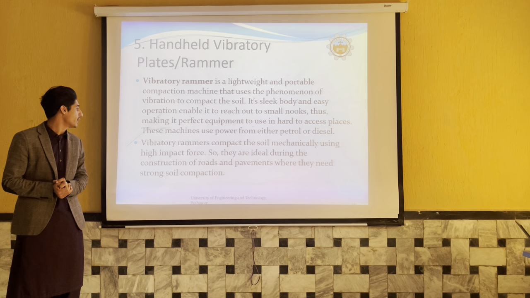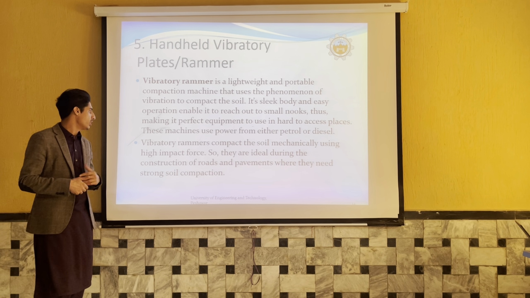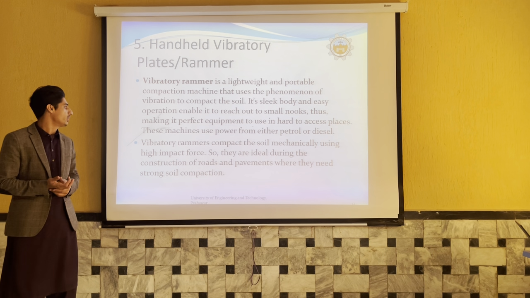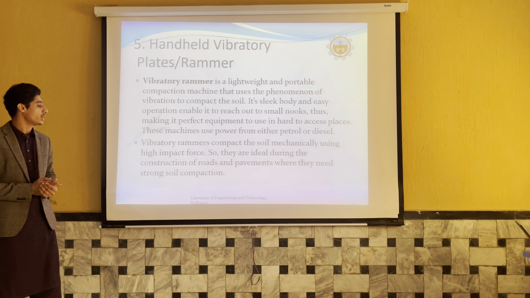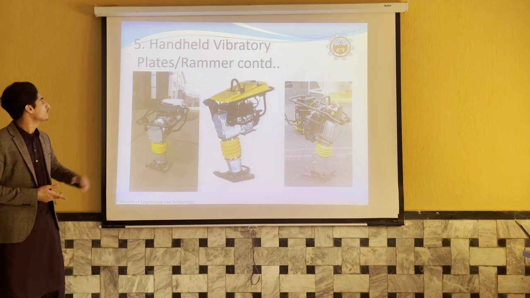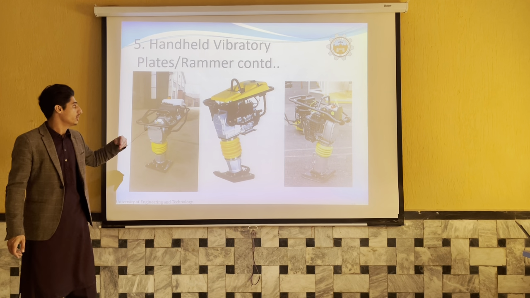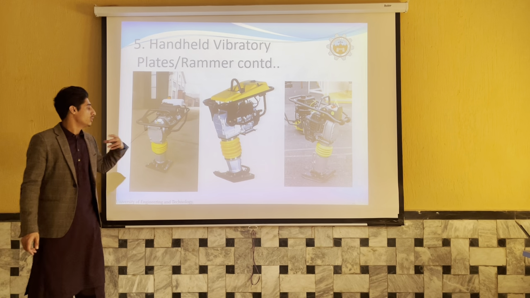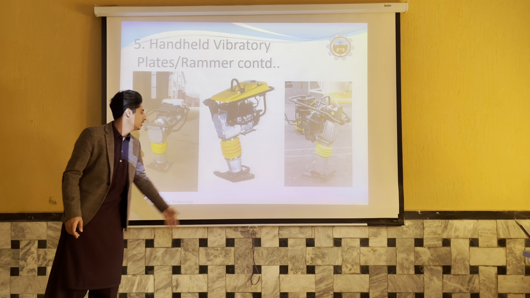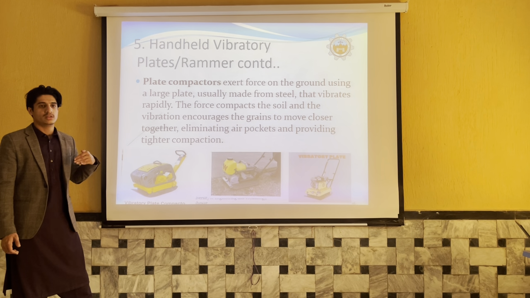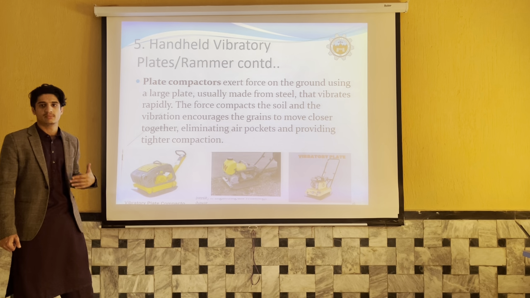Vibrating rammers impact the soil mechanically using high impact force. Impact forces are those forces which are huge and applied for a short interval of time. So they are ideal during the construction of roads and pavements where they need strong compaction. This is the picture of a rammer. It has a motor which produces torque, and the torque shifts those movements to the crank gear, which transfers it to the plates through this cylinder. The rate of blows is 500 to 700 blows per minute.